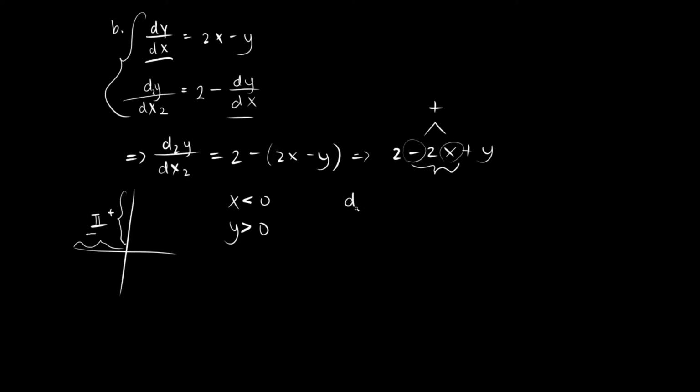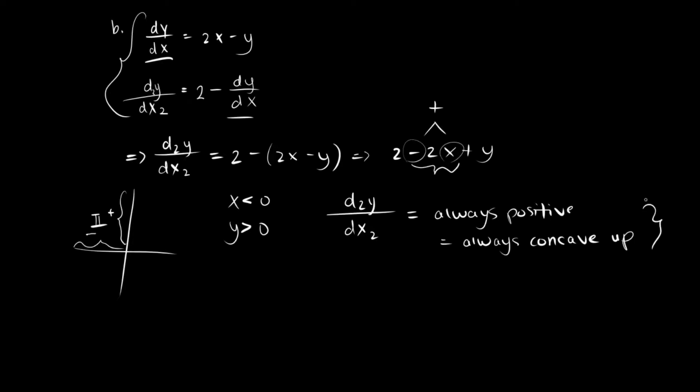Therefore, you can conclude that d2y over dx2, the second derivative of this function, is always positive. Always positive. And if the second derivative is always positive, that means that the base function, rather, is always concave up. Always concave up in quadrant 2.